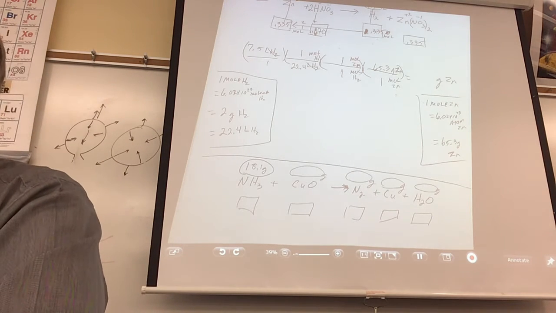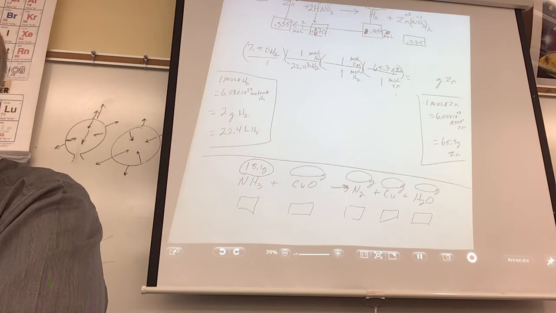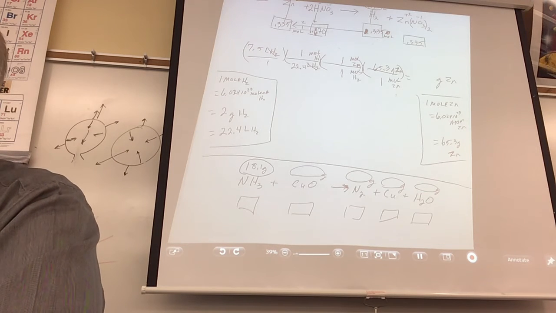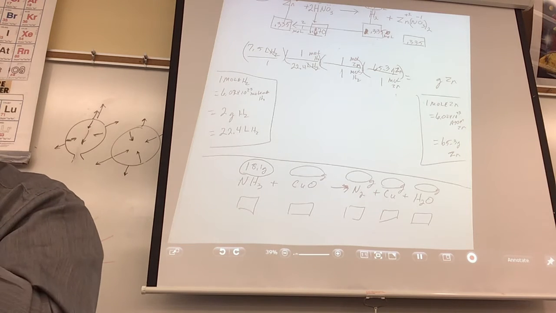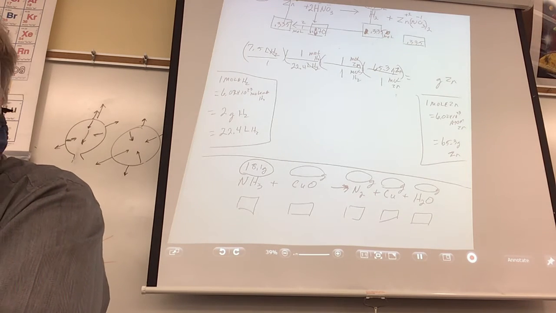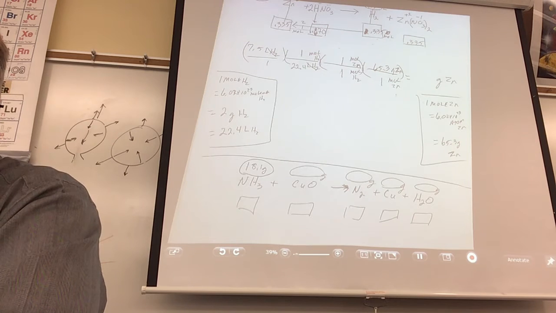The first thing you have to do with stoichiometry is have a balanced equation. So I need some help. Before you get a partner, tell me how to balance this equation. This is a little bit more difficult. Anybody want to take a stab at it? What do you think? Who wants to try it?